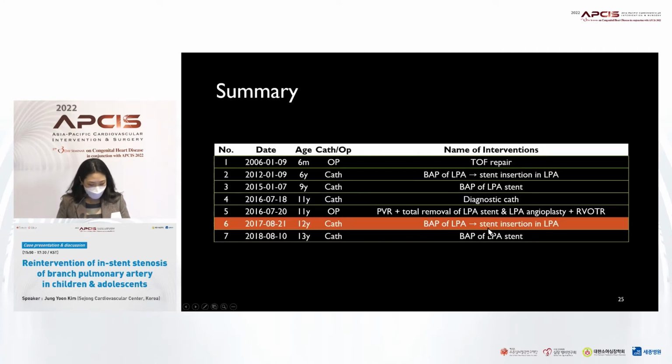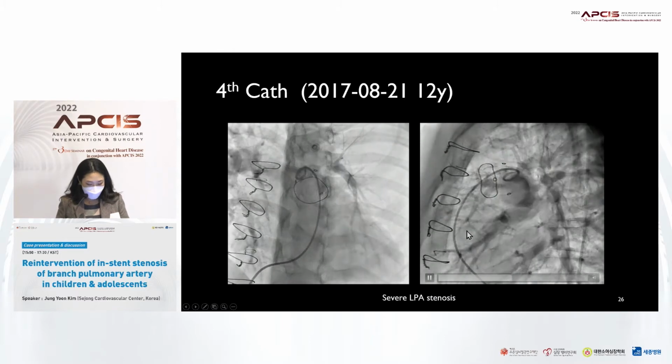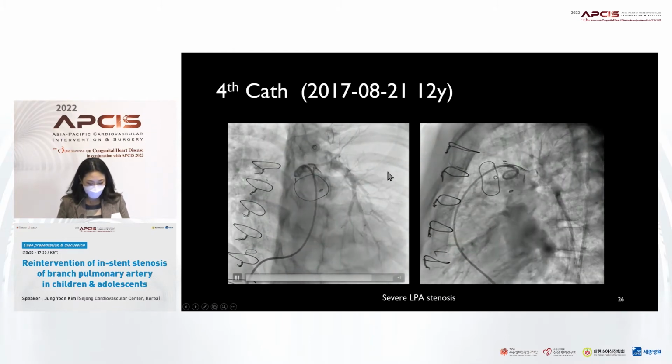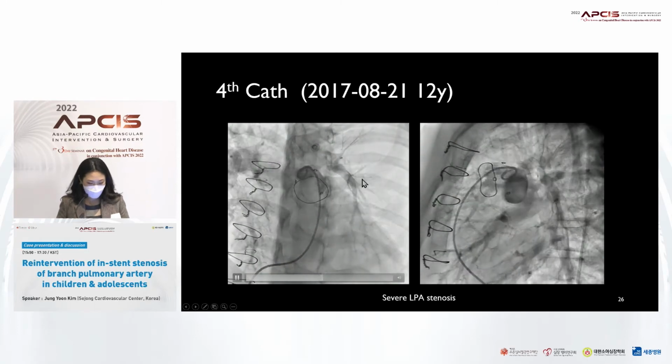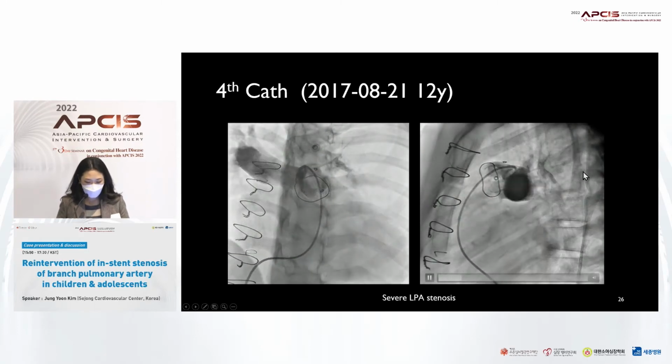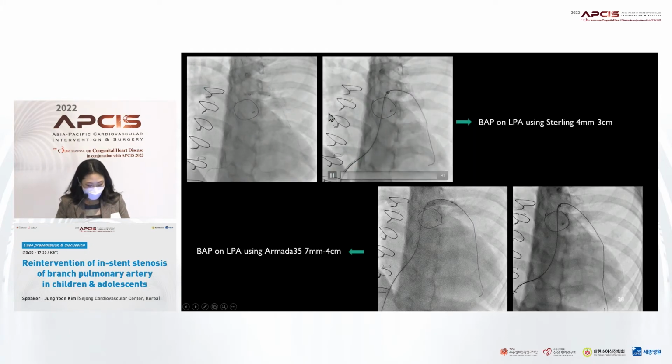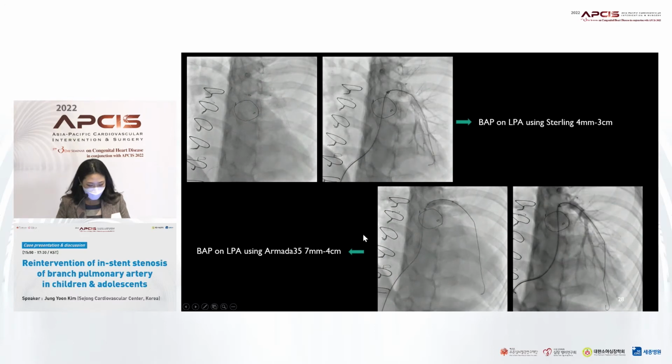So we did the fourth cath for severe LPA stenosis. The MPA angiogram shows a severely hypoplastic LPA, as you can see, nearly atretic, only 1.2 millimeters in size. So we performed balloon angioplasty on the LPA sequentially using a 4 millimeter Sterling balloon and a 7 millimeter Imada balloon.